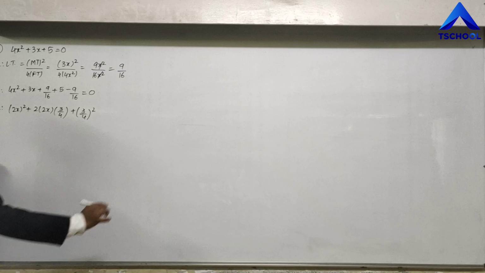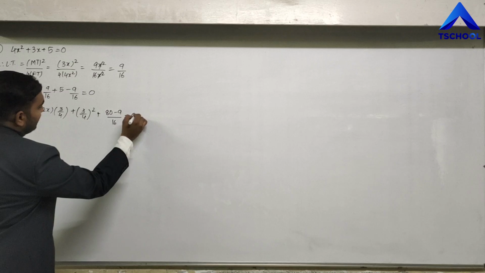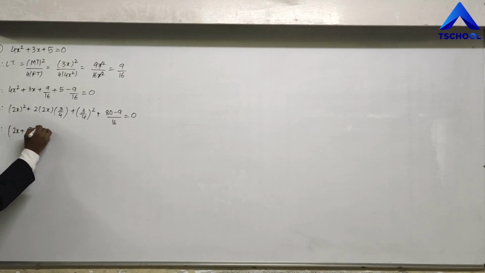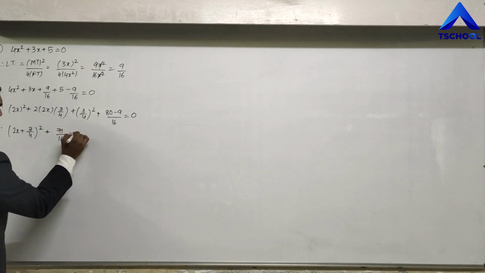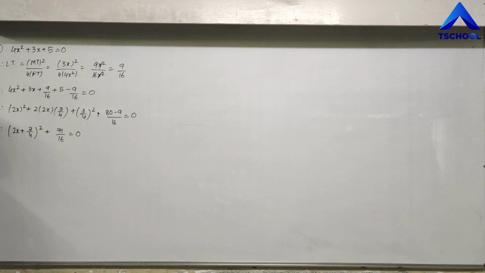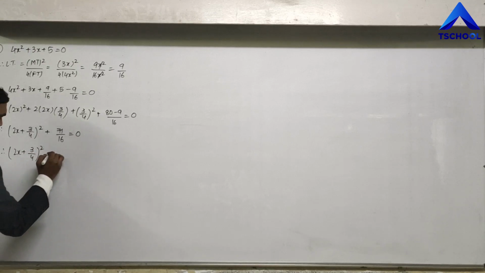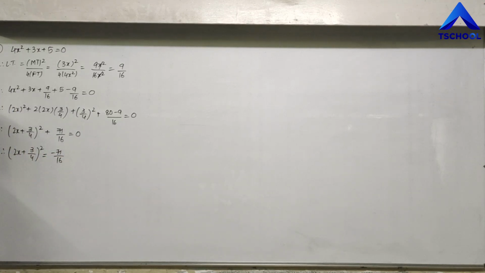Till here I think you might have solved. Plus 16 into 5, that is 80 minus 9 by 16 equal to 0, right? Therefore we get (2x plus 3 by 4) whole square plus 71 by 16 equal to 0, right? Therefore (2x plus 3 by 4) whole square equals to minus 71 by 16. Yes or no? Minus 71 by 16.